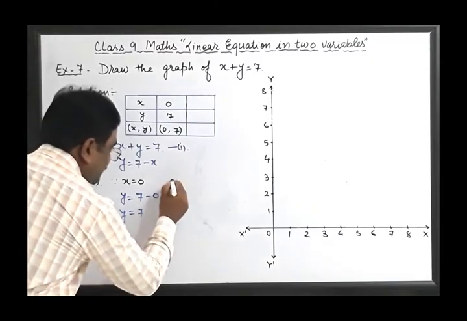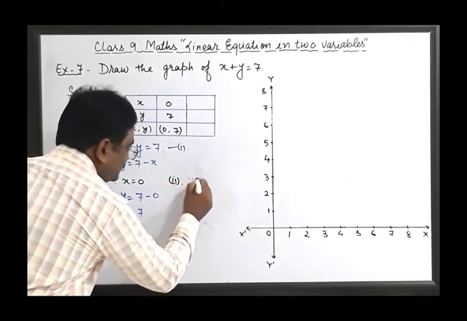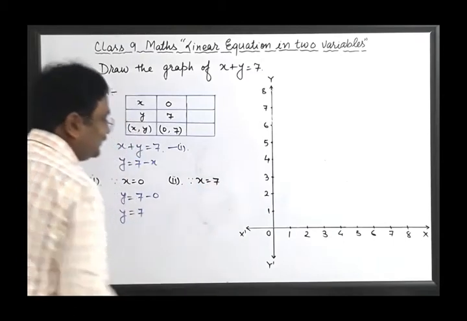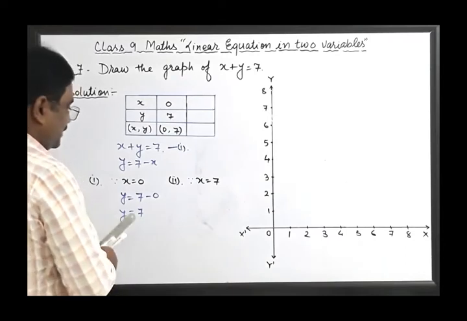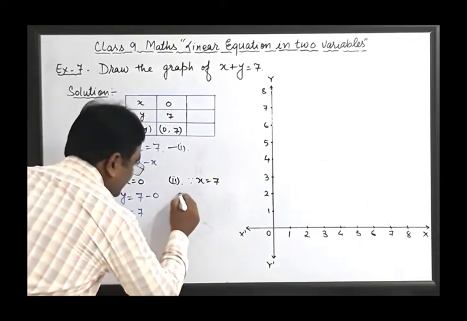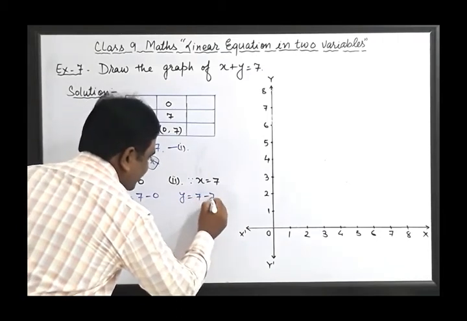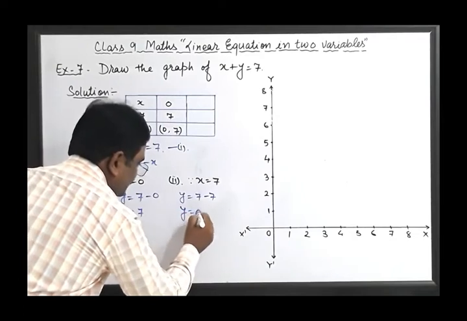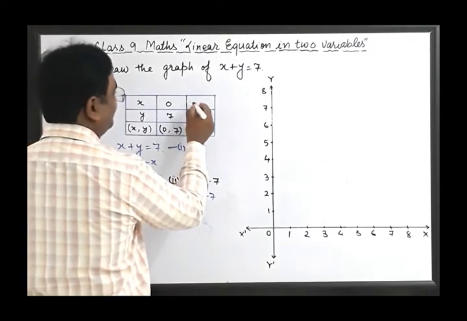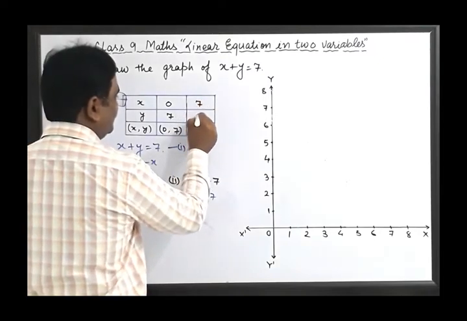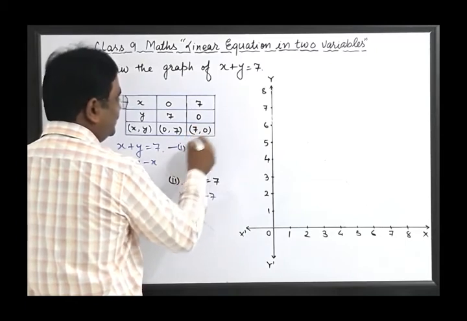Right children? So let us find the second solution of this. For the second solution, take x equals 7. Let us take the value of x as 7. If x equals 7, then see what will be the value of y. y equals 7 minus x and x equals 7. So you will get y equals 0. So as x equals 7, y equals 0. So our coordinates are 7, 0.